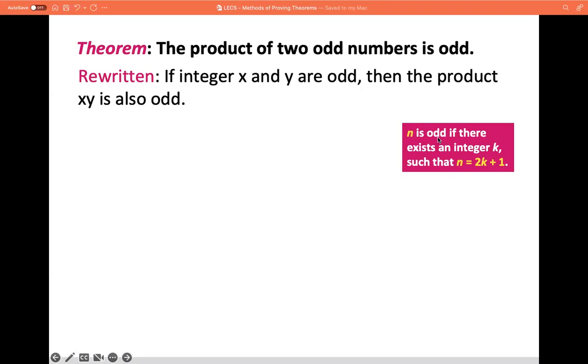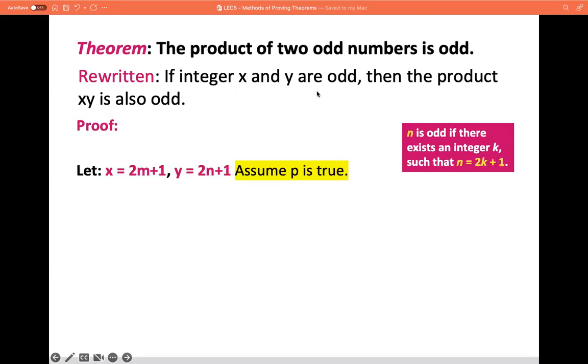If n is odd, then there exists an integer k such that n is equal to 2k plus 1. So the proof starts with this assumption p, that it is true. So our hypothesis p is that x and y are odd. So we then set x and y as 2m plus 1 and 2n plus 1. So assuming that this p is true, let us try to prove the conclusion that the product of two odd numbers is odd. So we have x times y equivalent to (2m plus 1) times (2n plus 1).